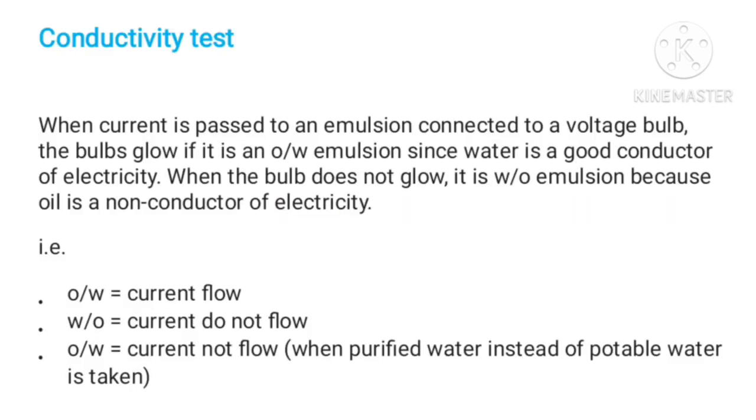In the conductivity test, current is passed through an emulsion connected to an electric bulb. The electric bulb is connected to a pair of electrodes that are dipped into the emulsion. We know water conducts electricity. In oil in water emulsion, water is the dispersion medium. So the electric bulb glows when the emulsion is of the oil in water type.